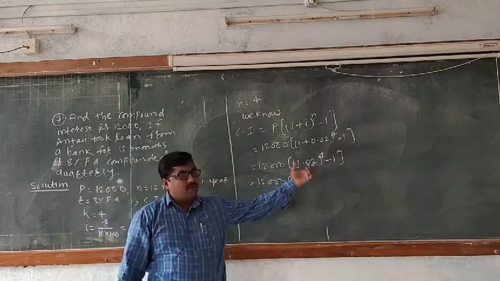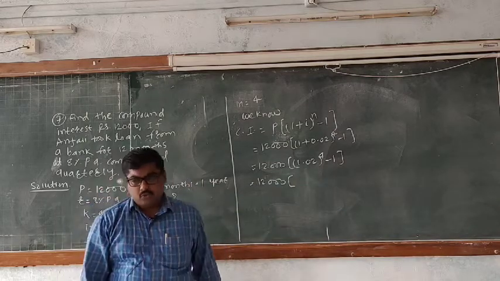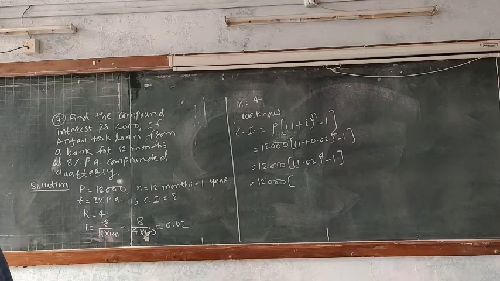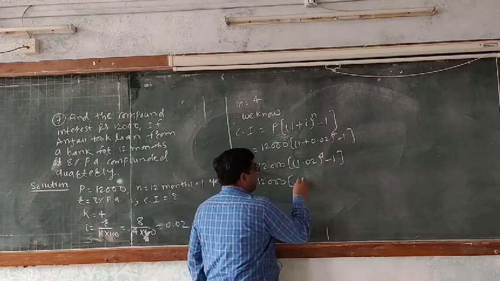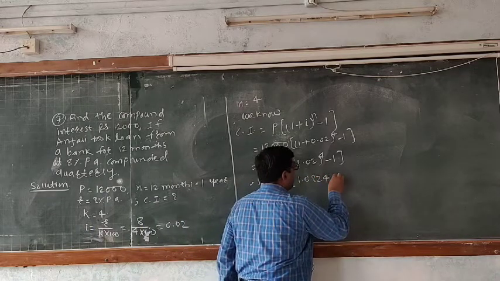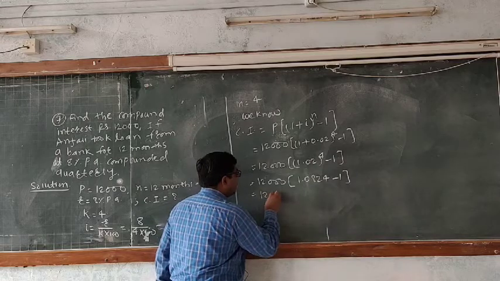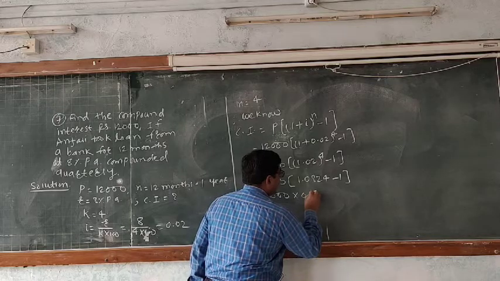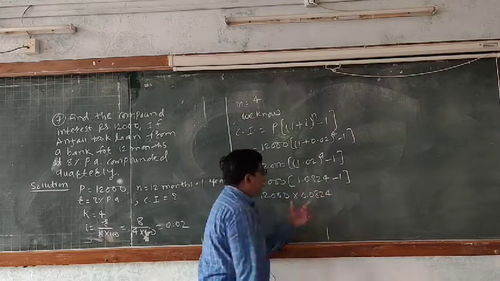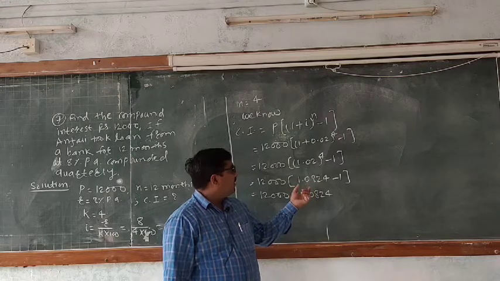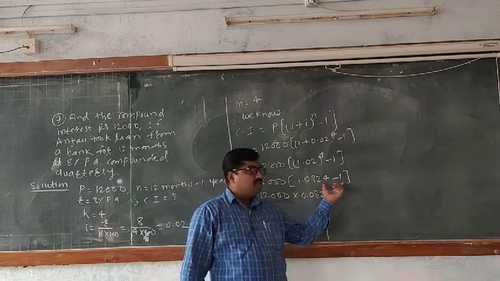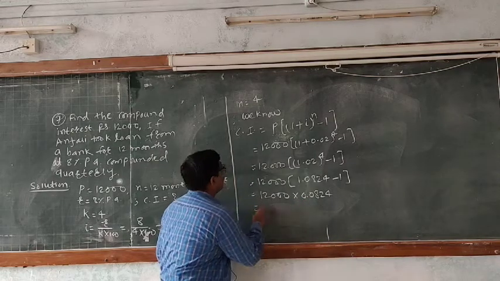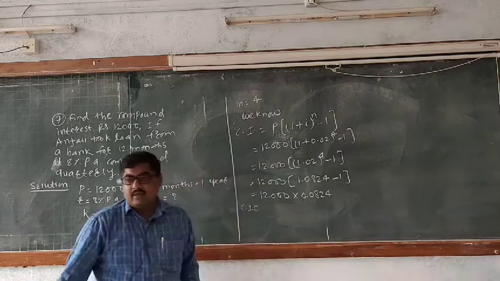By using the calculator we can find 1.02 raised to power 4, which is 1.0824. So 1.0824 minus 1, so 12,000 into 0.0824. If we take the subtraction between 1.0824 and 1, we get 0.0824. This can be calculated by using the calculator.